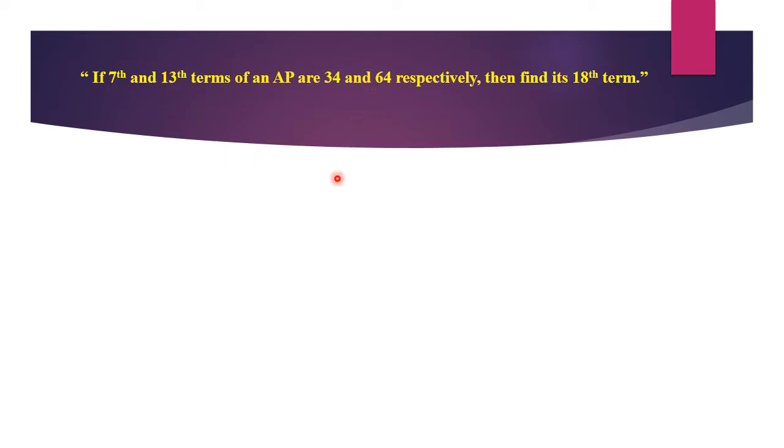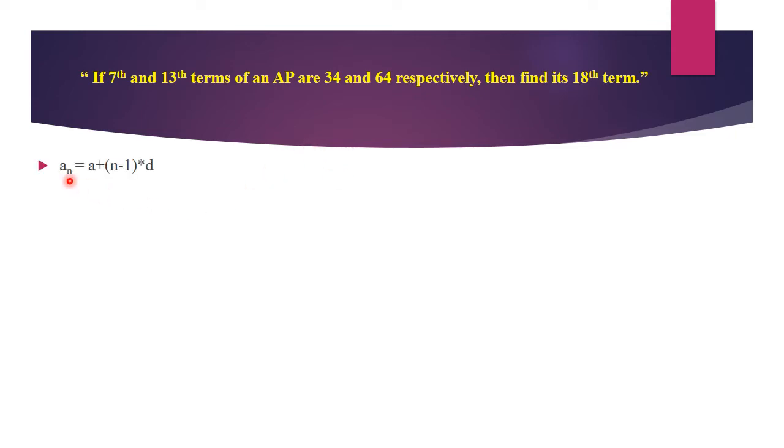Now in order to solve this problem, we have to bring the concept from another chapter, that is pair of linear equations in two variables. From that concept we are going to solve this problem in the first part. Second part, then normally applying the AP formula, we are going to find the 18th term from the AP chapter. Let us see how we can bring the concept from the other chapter here.